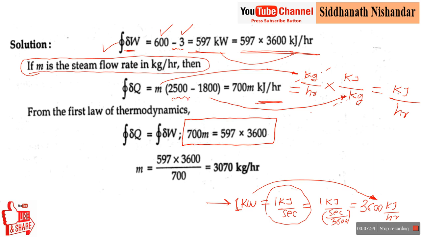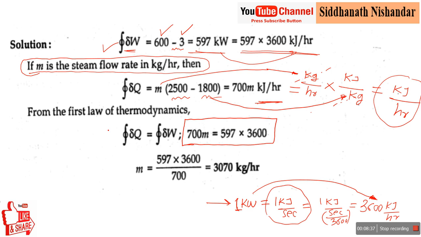The amount of heat added is around 2500. And the amount of heat rejected by the condensate is around 1800, so it takes the minus sign. If we assume M in kg per hour, the final answer is 700 M kilojoule per hour. You see here, what is the unit? I am assuming M in kg per hour, and the heat added and rejected are in kilojoule per kg. So kg cancel each other and we get the final answer again in kilojoule per hour.